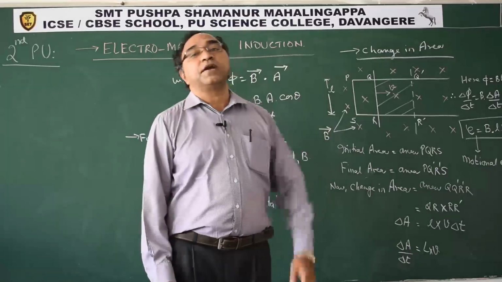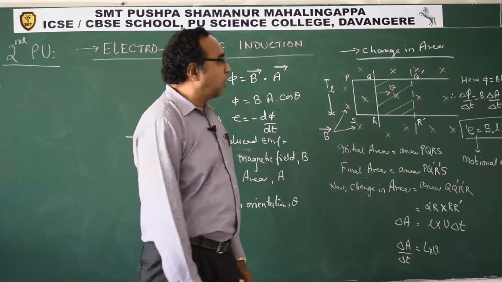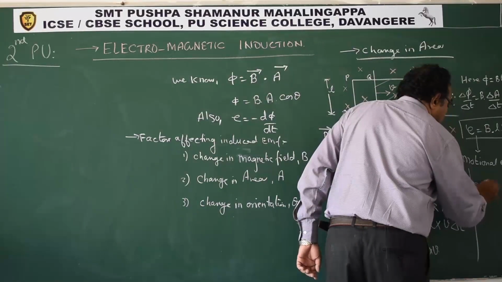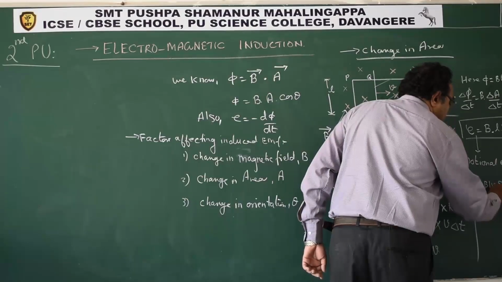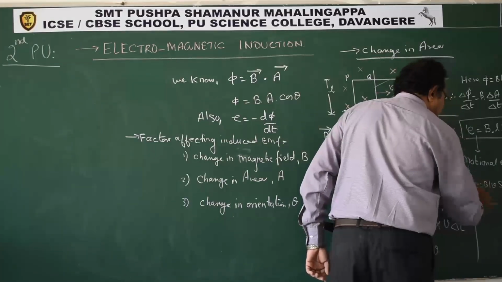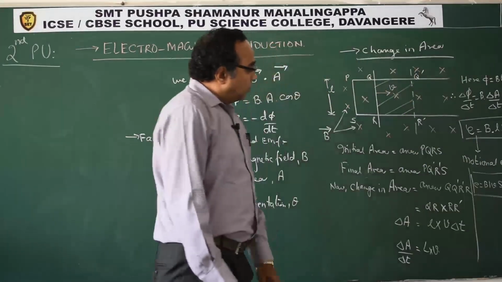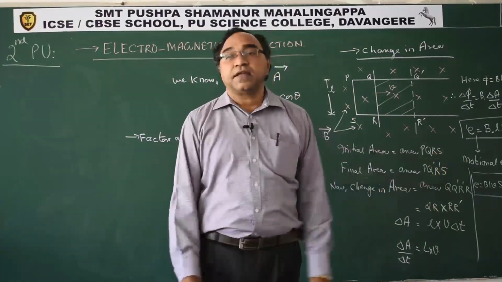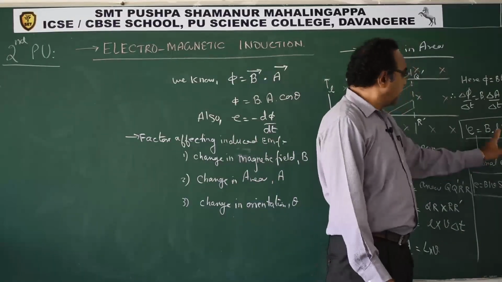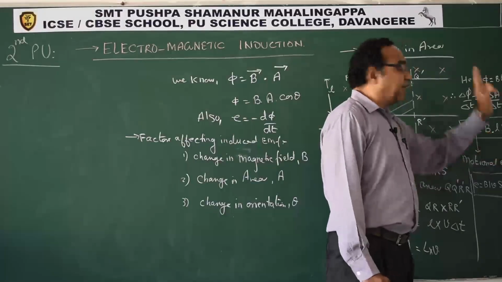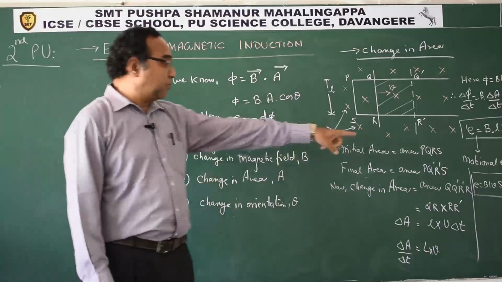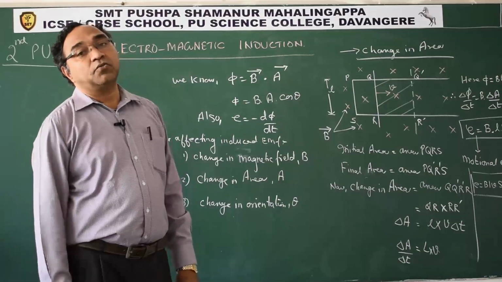Suppose that they are not perpendicular. In that case, what is to be done? We can write E is equal to BLV sin alpha, sin beta and sin gamma. What exactly is that? Alpha is the angle between B and L, beta is the angle between L and V, and gamma is the angle between B and V. So the angles between all three quantities are represented by this. If the three are mutually perpendicular, then it is B into L into V.